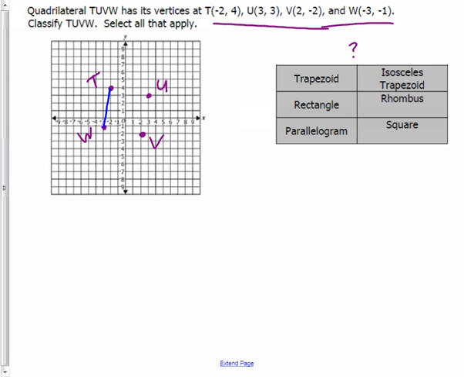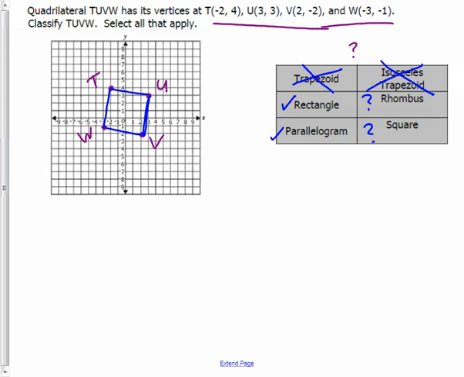Okay, so if I were to connect these, I can definitely eliminate trapezoid. It's not a trapezoid, which means it's not an isosceles trapezoid. So we know for sure it has 4 sides, and it definitely looks to have opposite sides congruent. So it looks like it's good to go for parallelogram and rectangle. What we can't guarantee is: is this a rhombus or is this a square?